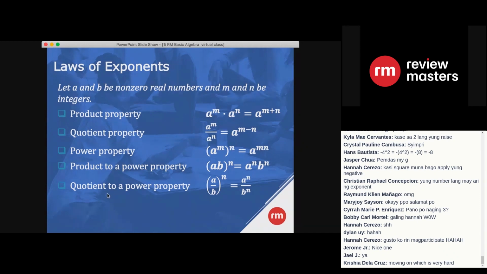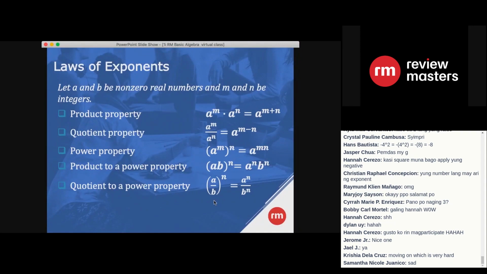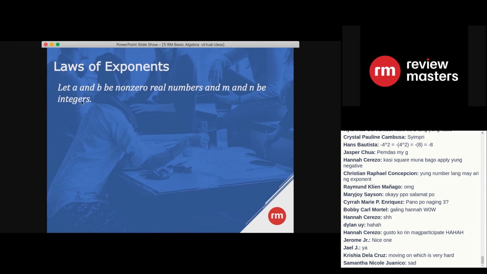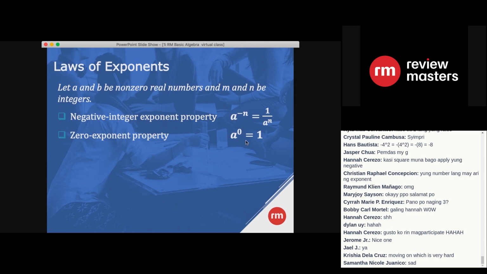Quotient to a power property, A over B raised to the N is equal to A to the N over B to the N. Okay, and if we let A and B be non-zero real numbers and M and N be integers, negative integer property, if A is raised to the negative N, this negative is not in the right position. So you have to make that positive, you have to put that under. So this will become 1 over A to the N. Zero property of exponents, any number raised to the zero power is equal to 1. Any number raised to the zero power would be equal to 1.